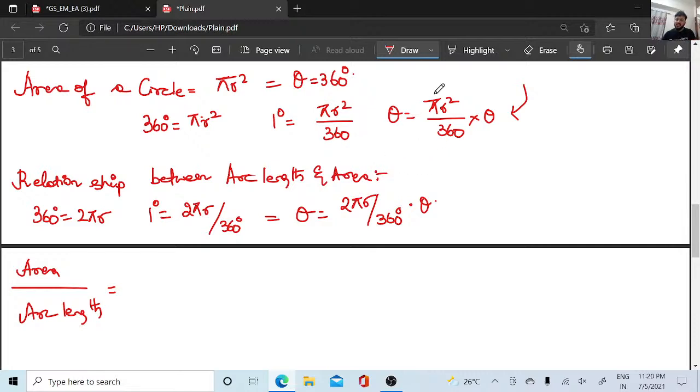2 pi r and r will get cancelled, pi and pi will get cancelled. So how much am I left with? I am left with r in the numerator and 2 in the denominator. So this will be r by 2. Yes or no? This is going to be r by 2. Clear everyone?